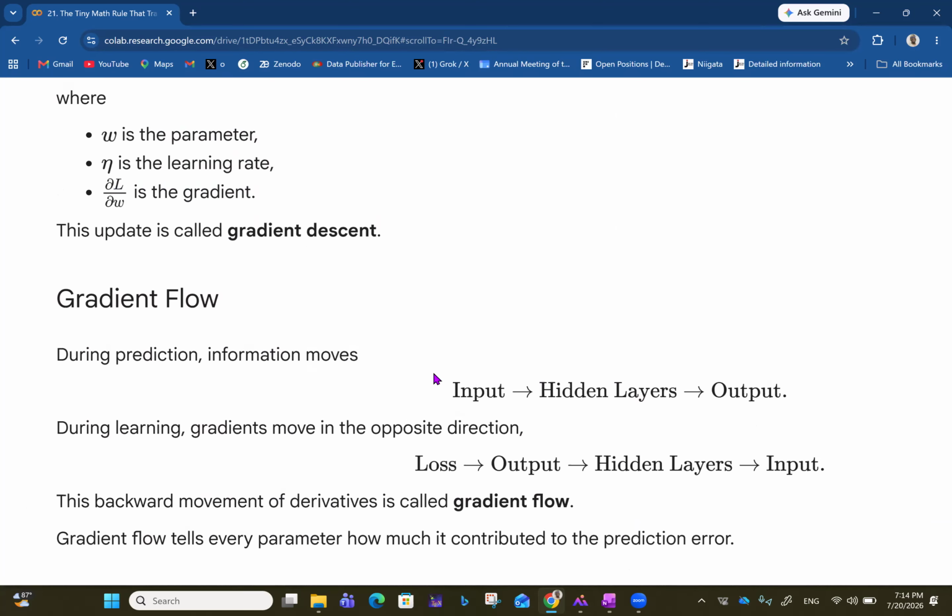During prediction, information moves like this. So you have an input and there are hidden layers of operations going on, and then you get an output. During learning, gradients move in the opposite direction. So you have the loss. From the loss, you get to the output, and from the output, you have the hidden layers, and then you now work on the inputs.